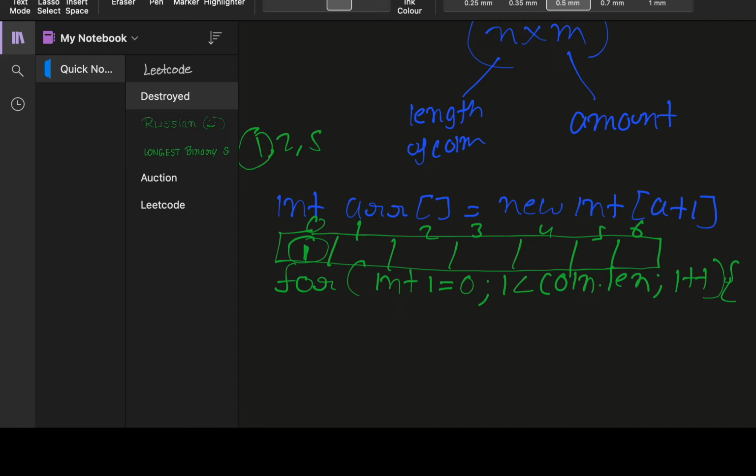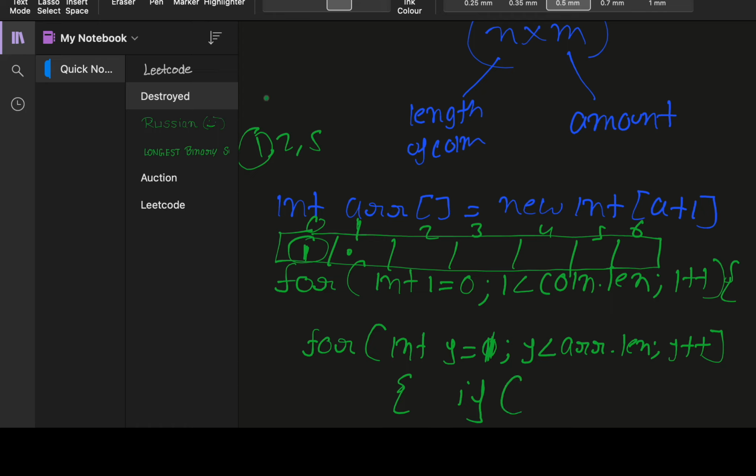So what you do, you make another loop, for int j is equal to 0, j is less than array dot length, and j plus plus. So we are starting j from here, so we can say j is equal to 1. At this point we will start.